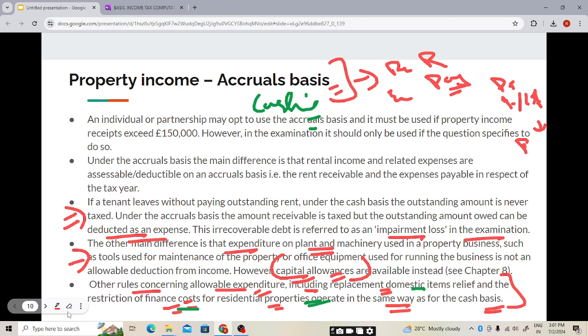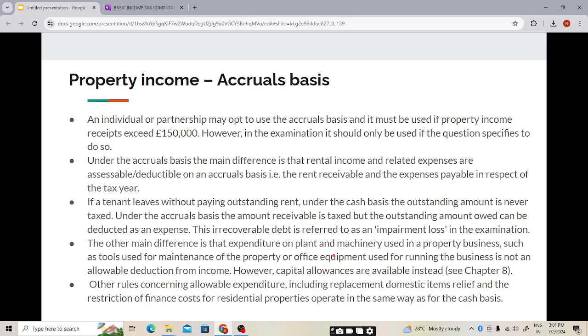Then the other difference was the capital expenditure relating to plant and machinery. Under the cash basis, it was allowed because those were small tools and machineries. But coming to the accrual basis, you need to use the capital allowances. The other rules concerning allowable expenditures, like replacement relief, finance cost for residential property, and the car, are all the same as the cash basis.